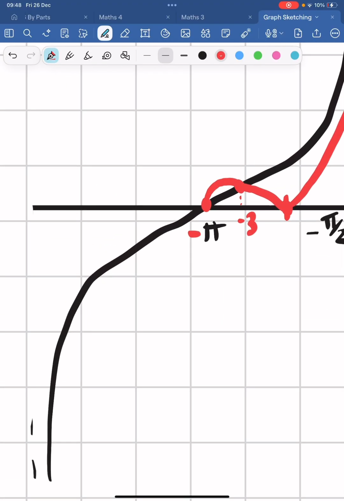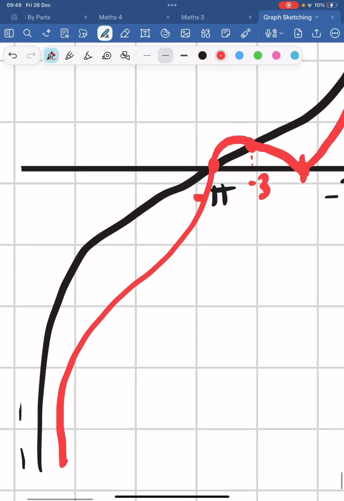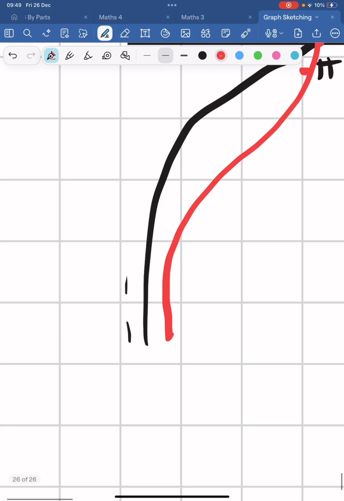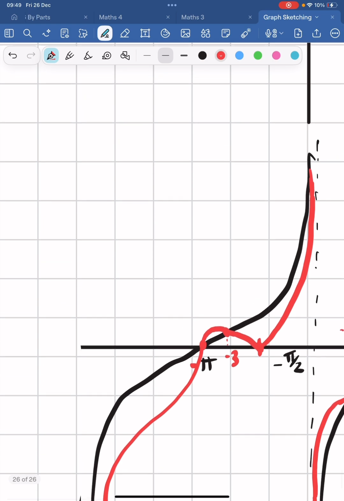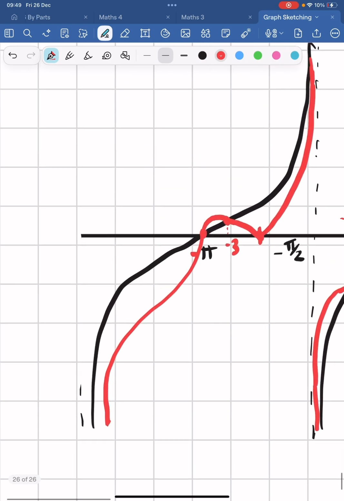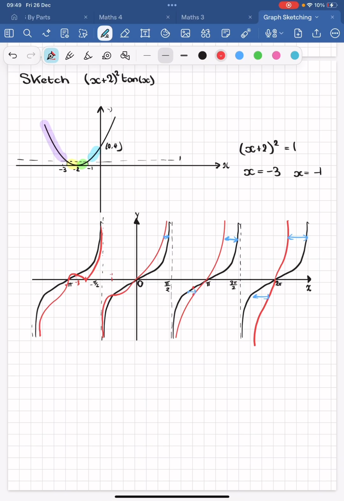So our graph will be sort of scaled up by a scale factor, and it goes to negative infinity as tan x does, instead at a faster rate. And essentially this is what our sketch looks like.